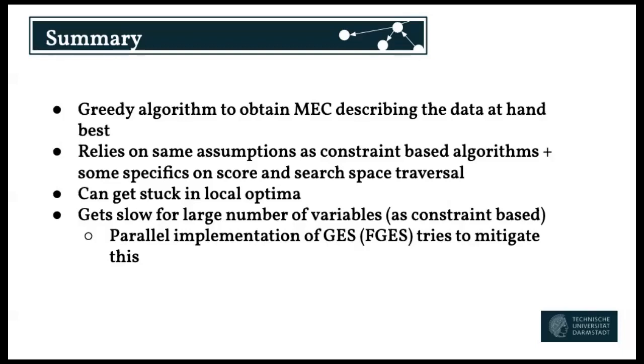And as with constraint-based causal discovery methods, if it comes to very large problems, then this gets slow. However, there are also parallel implementations of GES that can try to make it a bit faster, but with parallelization you can at max get a linear decrease in runtime. So if this grows larger, faster than linear, then you're screwed anyway at some point.